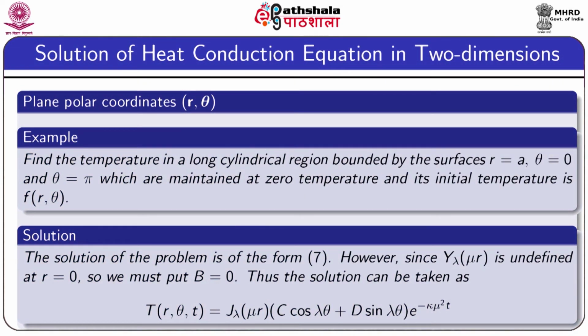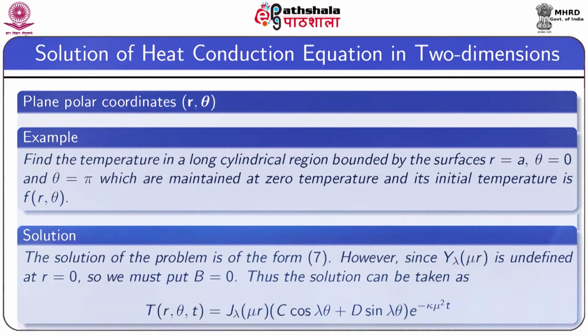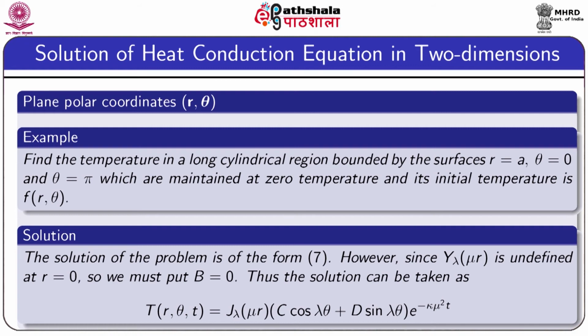Now we shall take one example where we can use the solution of heat equation in polar coordinates. So this is the example. We have to find the temperature in a long cylindrical region bounded by the surfaces r equals a, theta equals 0 and theta equals pi. These three surfaces are maintained at 0 temperature and its initial temperature is given by the function small f.